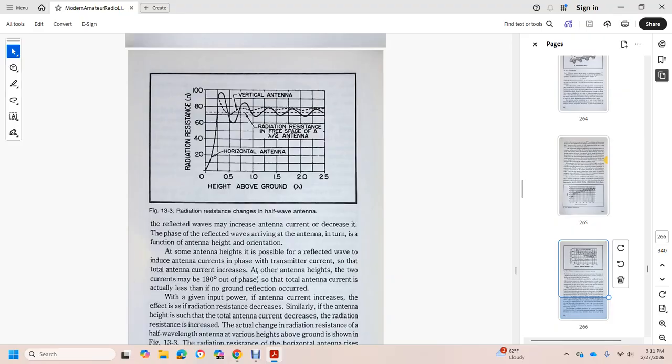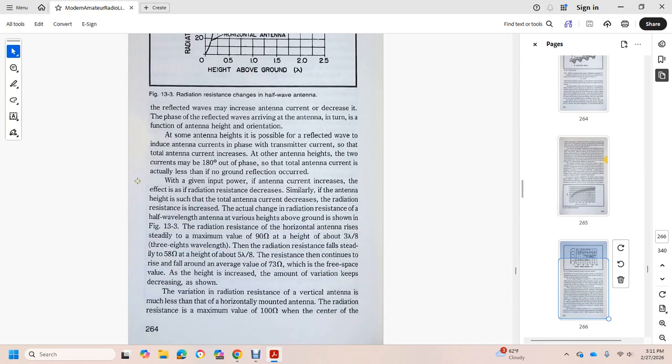At some antenna heights, the reflected wave is out of phase with the antenna current, so the total antenna current increases. At other antenna heights, the currents are about 180 degrees out of phase, and the total antenna current is actually less. Where no ground reflection occurs, the antenna current is as given. When the total antenna current increases, the effective radiation resistance decreases; when the total antenna current decreases, the radiation resistance is increased.